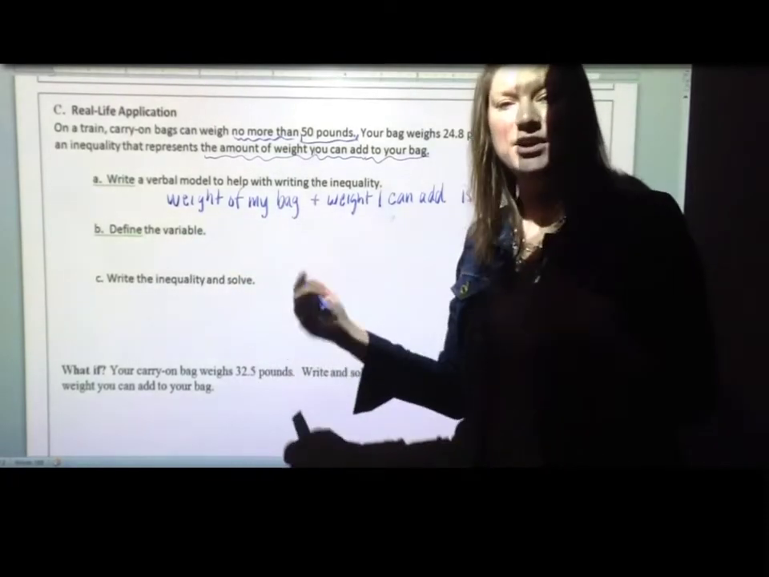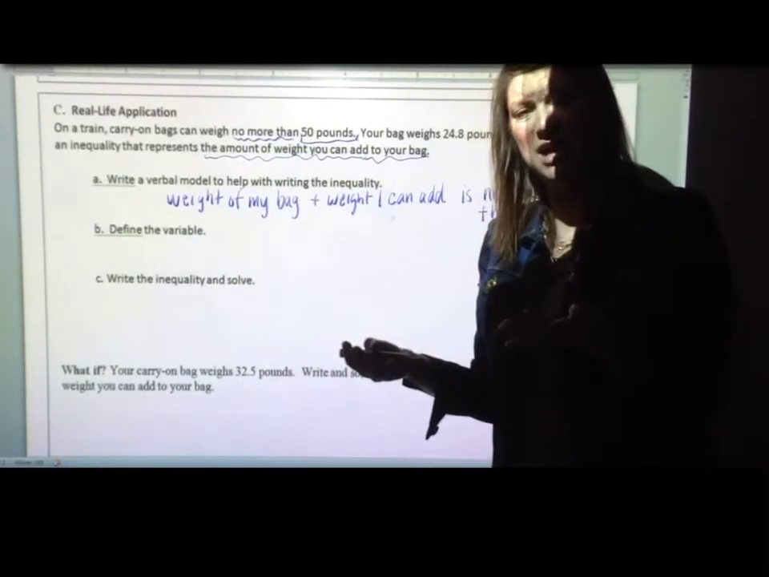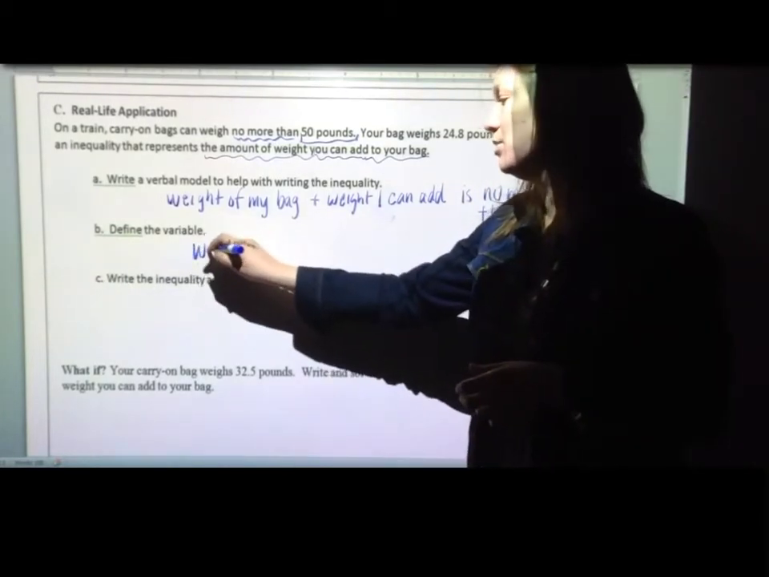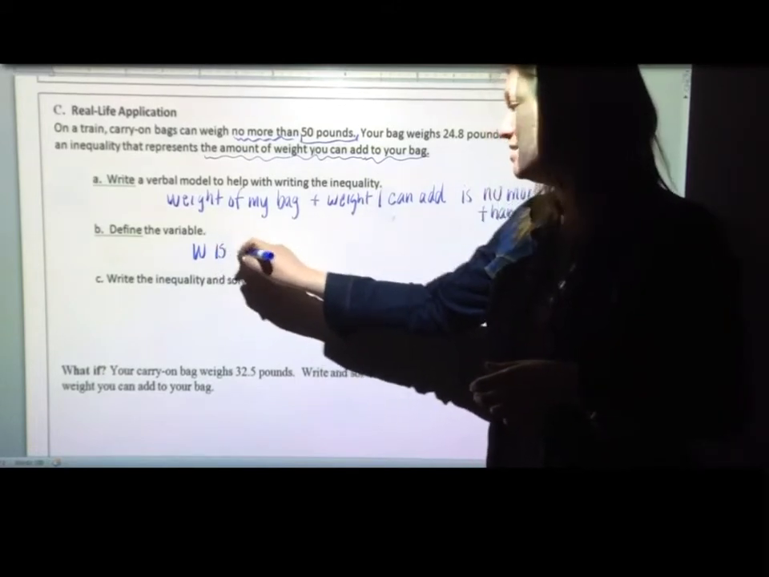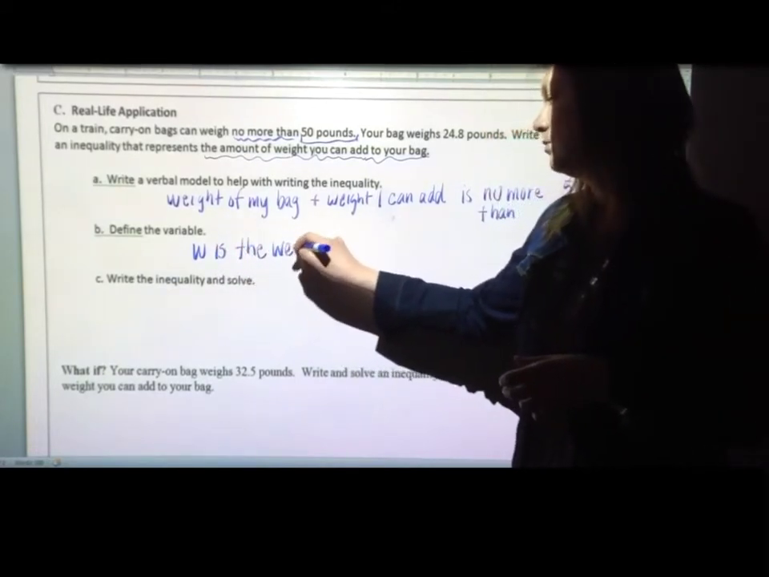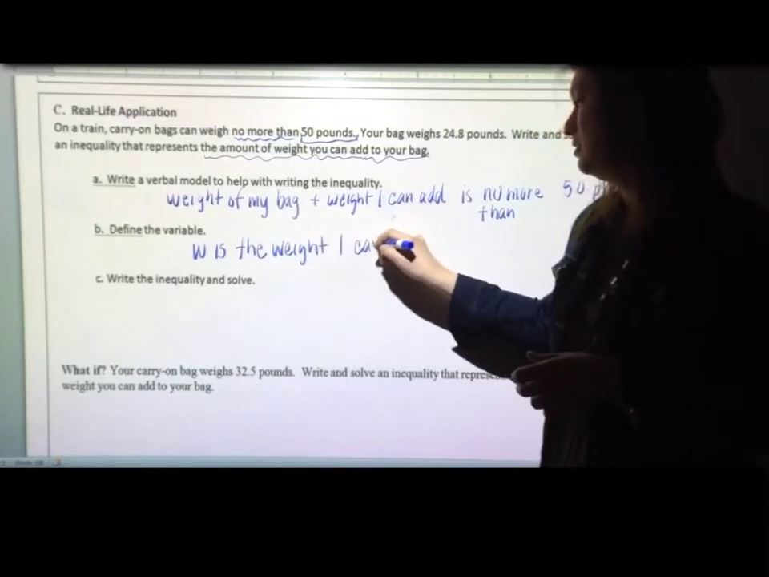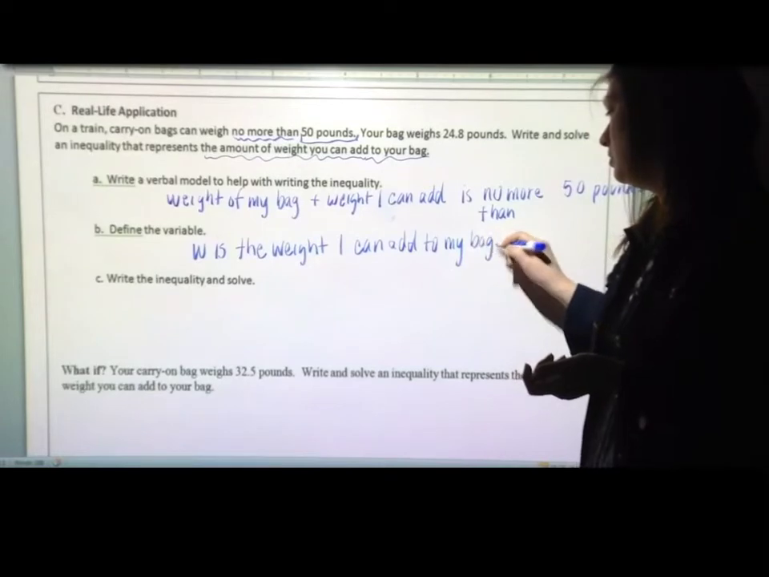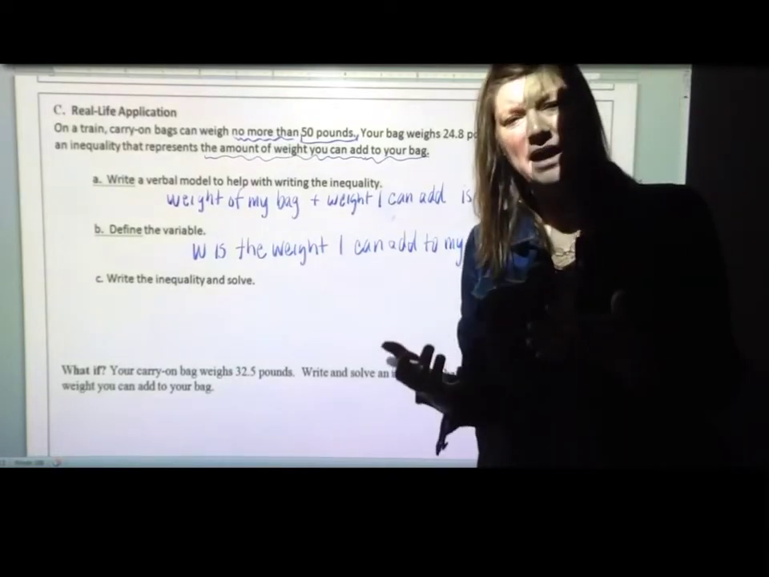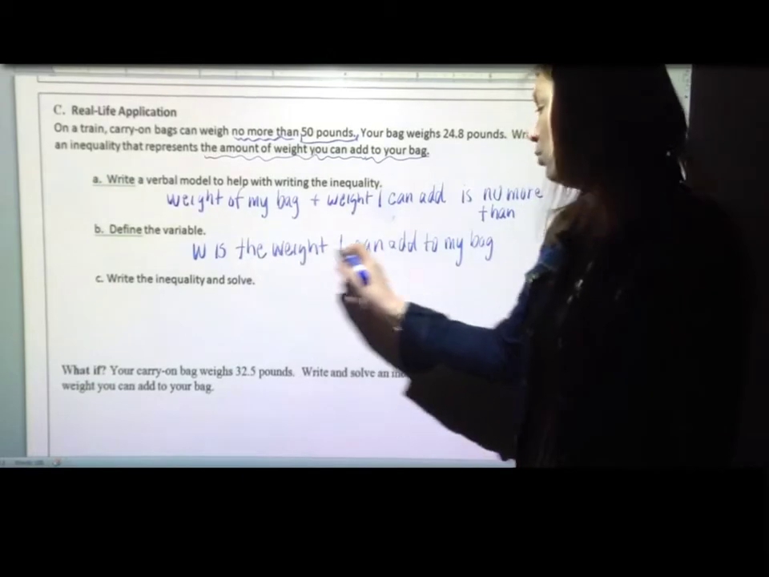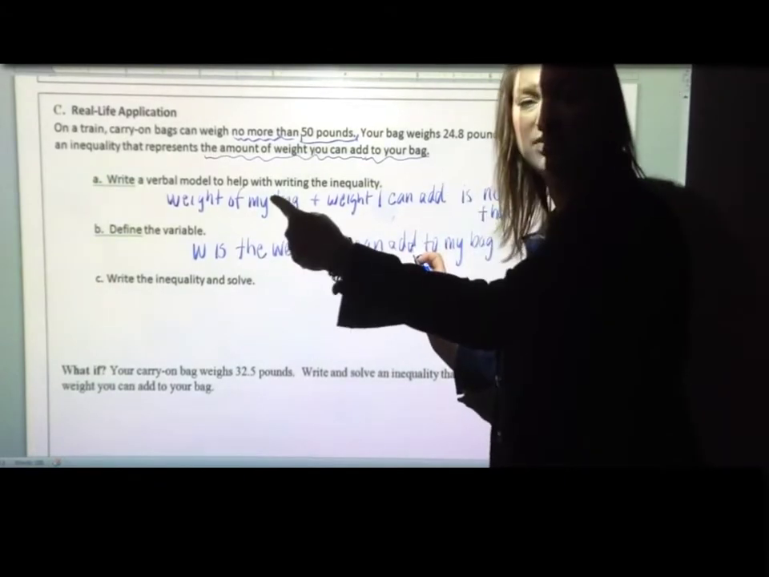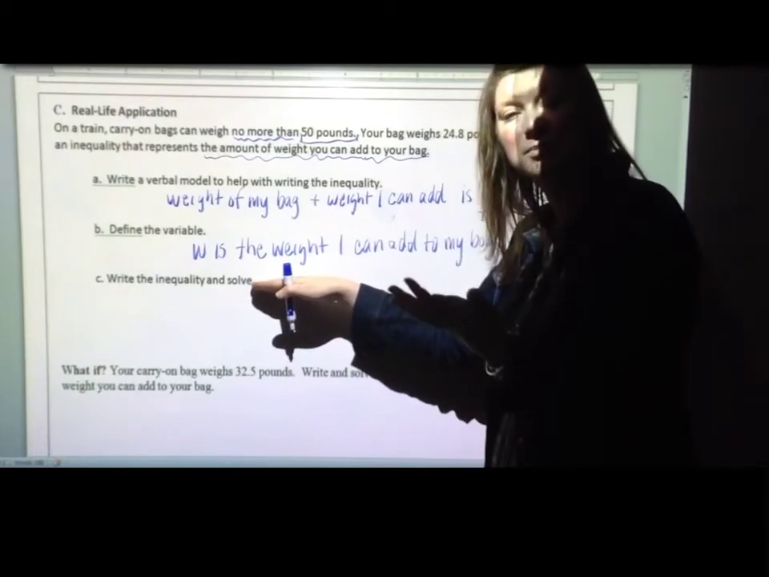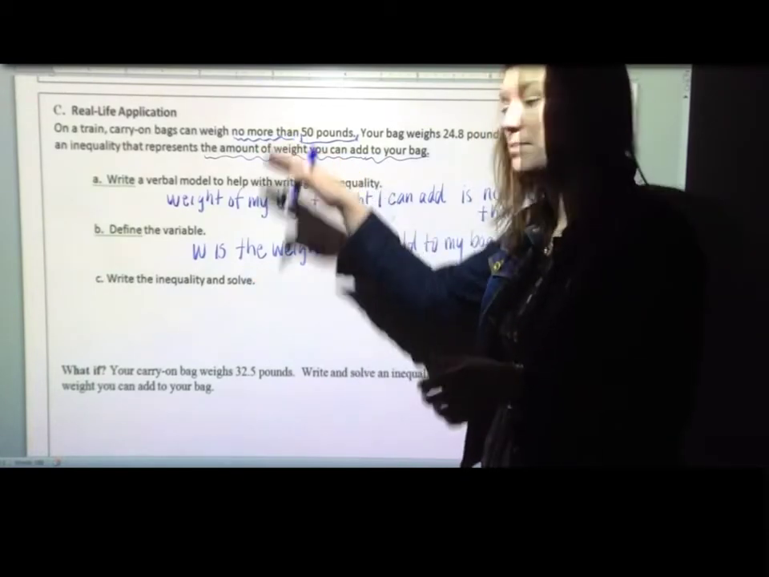So let's define our variable. What letter do you want to use? You don't always have to use X. In this case, since we're talking about weight, I'm going to use W. So W is going to stand for the weight I can add to my bag. Anytime I see the weight I can add, that's going to represent the W, because I defined it that way. So number 2 is really important, what variable you're going to use, because they didn't tell us in the prompt.